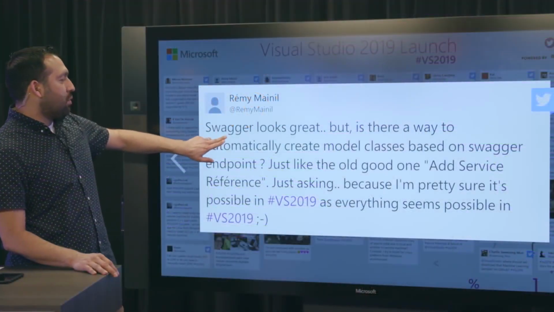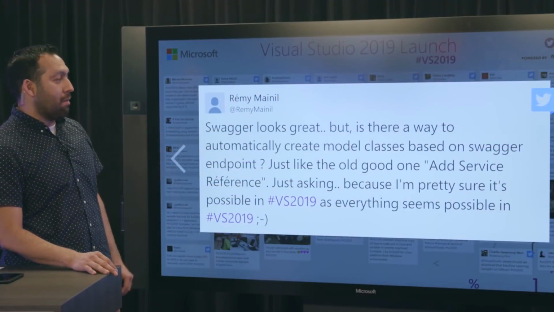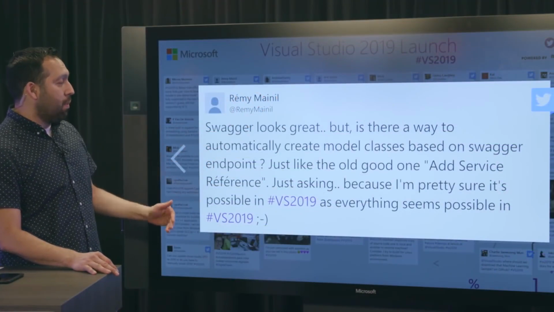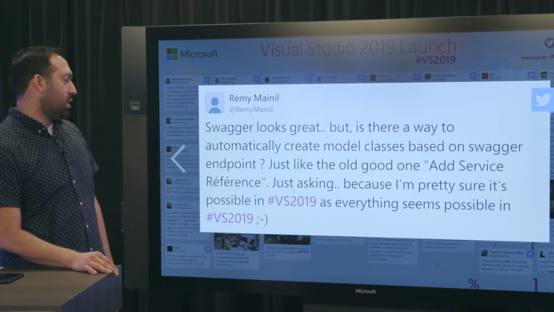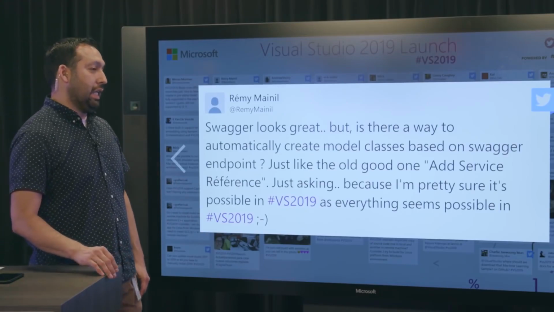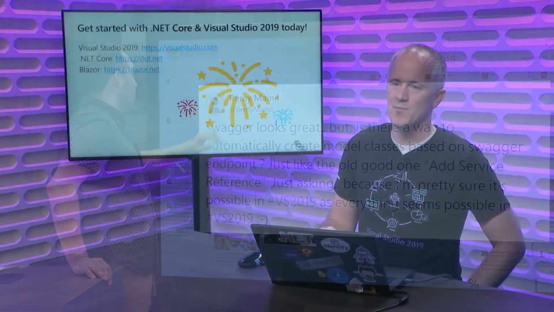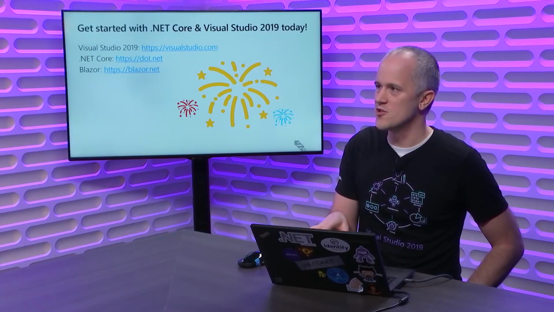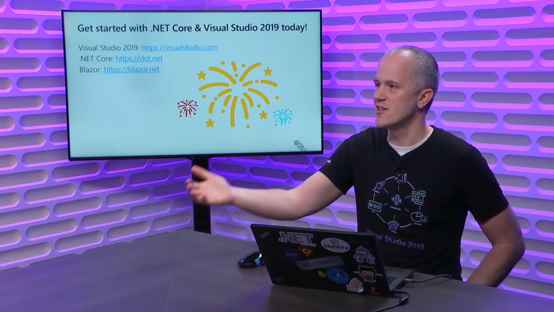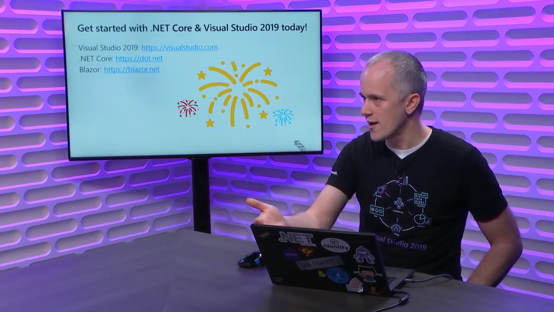All right, so from Remy: Swagger looks great, but is there a way to automatically create model classes based on a Swagger endpoint, just like the old good one, add service reference? Just asking because I'm pretty sure it's possible in VS 2019. So there is some support for code generation in Visual Studio 2019 for doing client code generation based on an open API spec or a Swagger document.